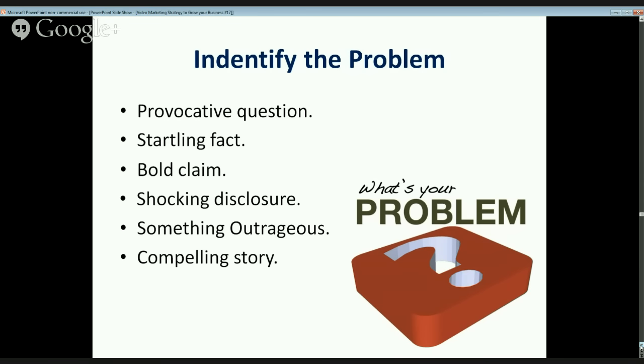Tell a compelling story. Just tell them what the problem is straight away, so that the ears prick, they want to listen, they want to watch your video because they have the problem that you've just described.